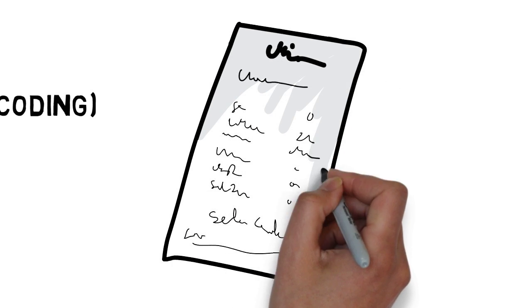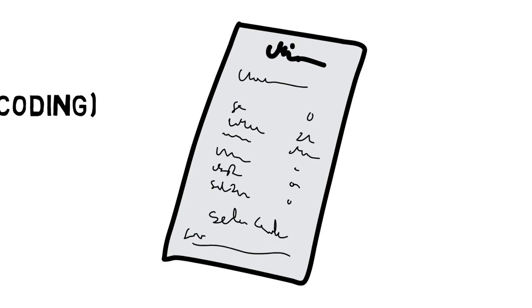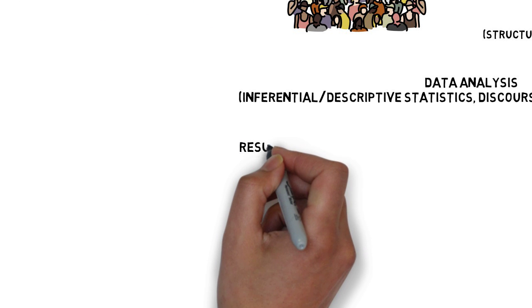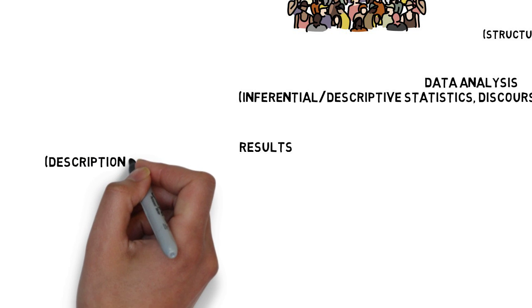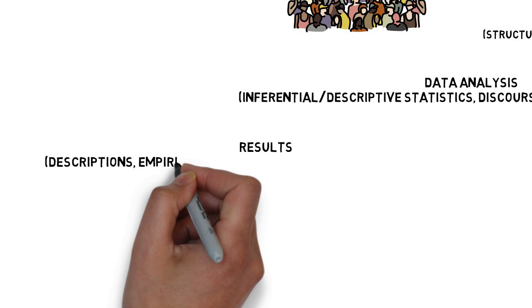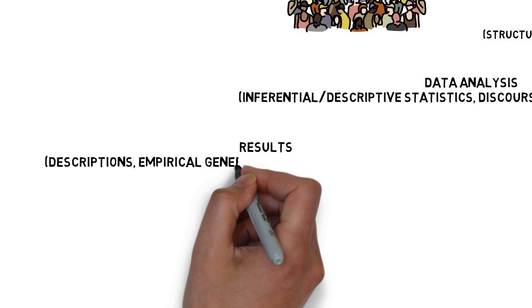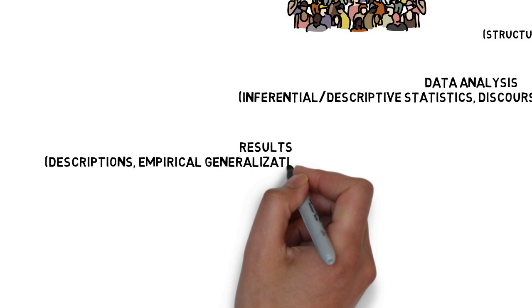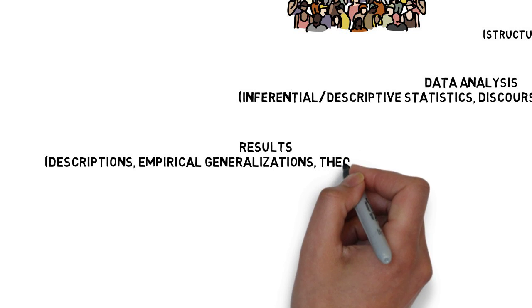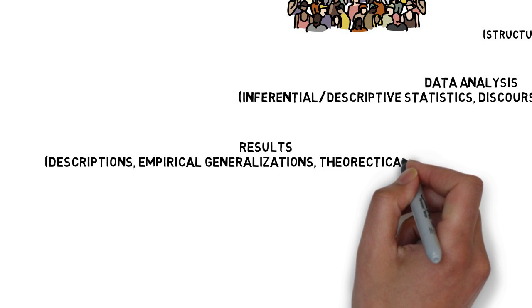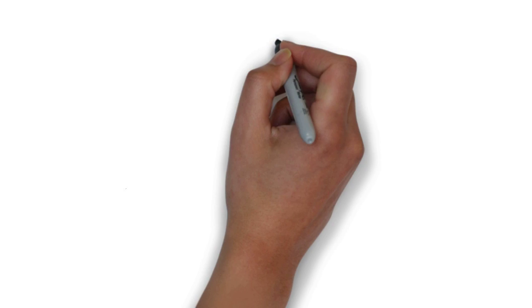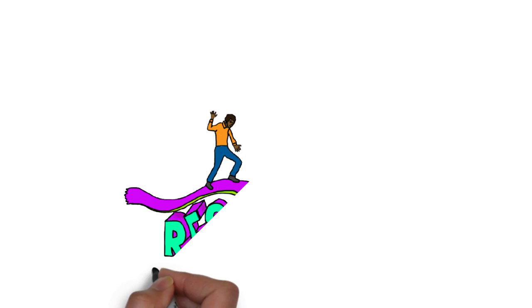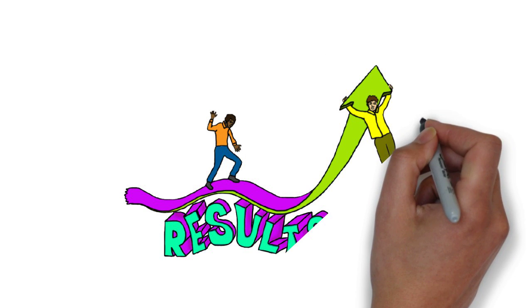The next step, which is very important, and I think it's the last step, is results. How do you want to present your results? Your results can be in the form of descriptions, they can be in the form of empirical generalizations, or they can be in the form of theoretical inferences. Results are something which you want to show or which you find out from your whole research when you're collecting your data and everything.